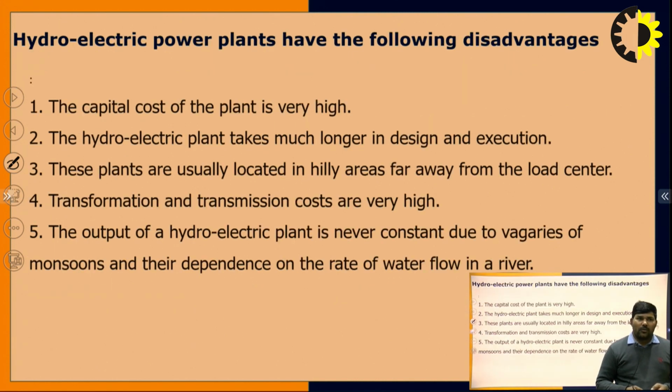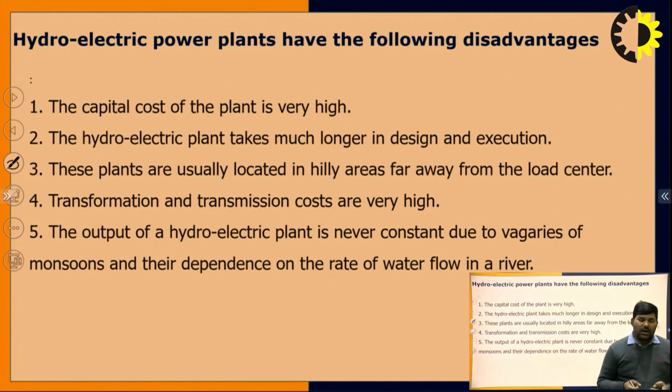Hydraulic power plants have the following disadvantages also. The capital cost is very high. Second, the hydraulic power plant takes much longer in design and execution. Third, these plants are usually located in hill areas far away from the load center, so the transmission and transformation cost is very high.